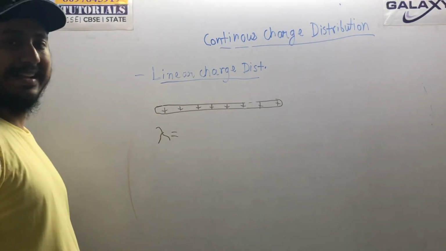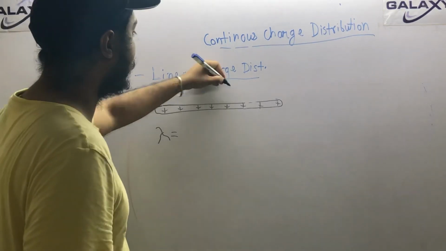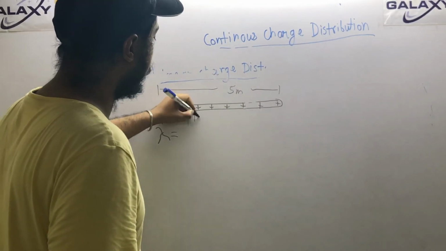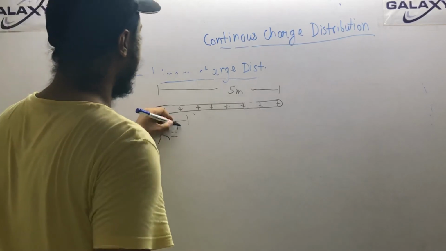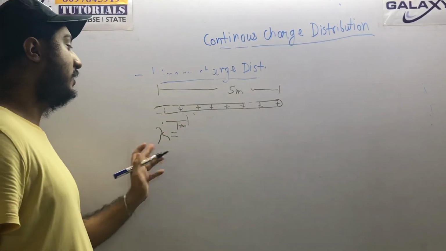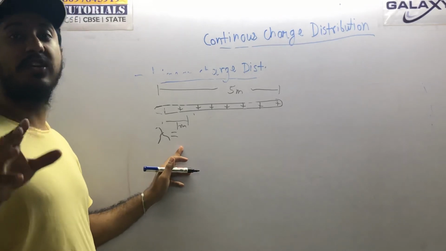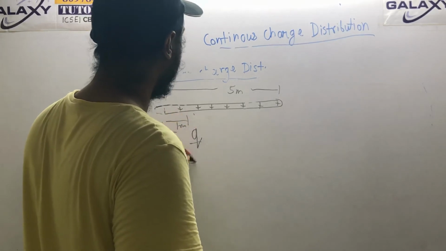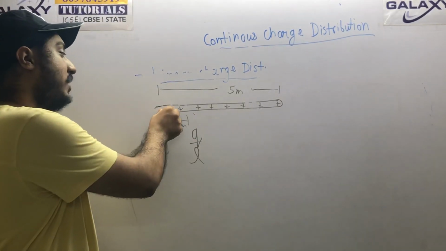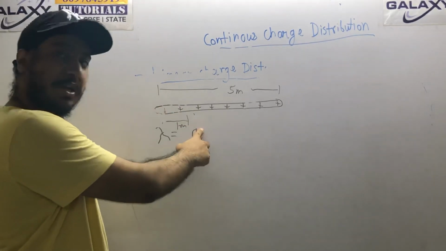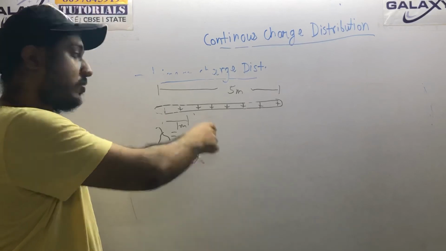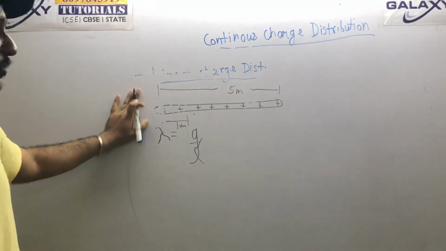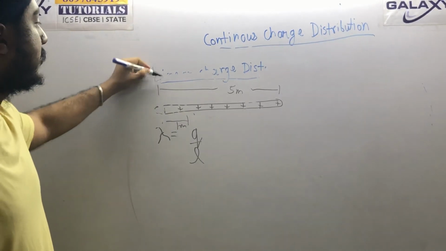Lambda basically tells us that if the whole length is 5 meters, how much charge is distributed in the unit length? Unit length is 1 meter. To find that we use the symbol lambda, the linear charge density. It is Q upon L, the amount of charge distributed in 1 meter of length. Q is the total charge of the rod and L is the length of the rod. So this tells us the charge density per meter, per unit length. This is the symbol for linear charge density, lambda.